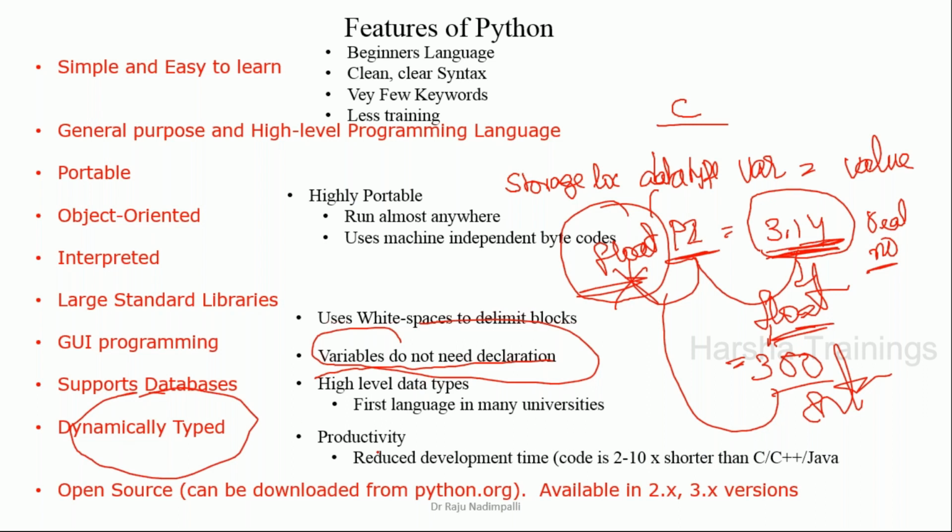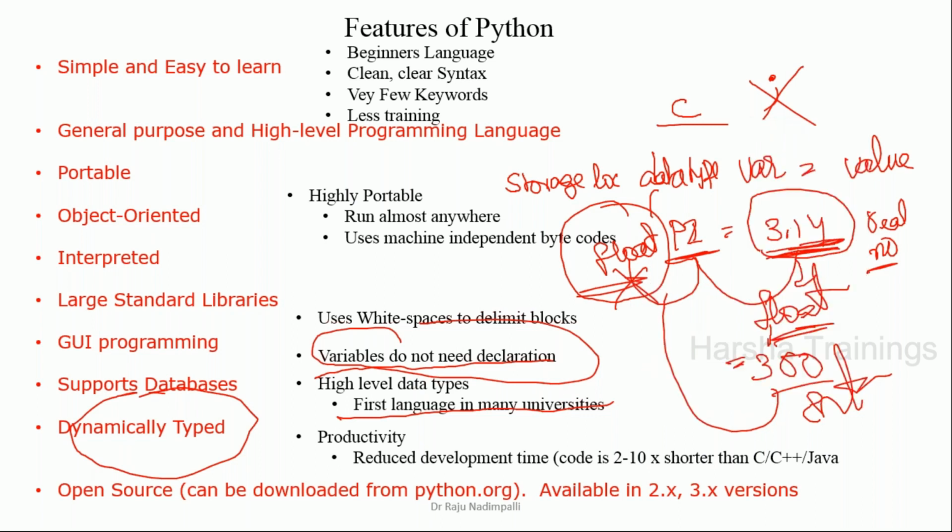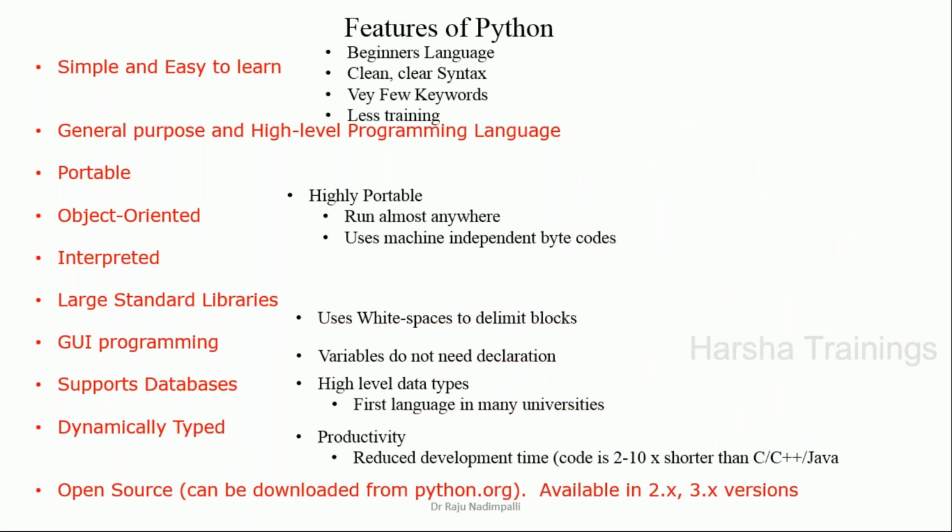Now, it is the first language in many Indian universities and Western universities. And in many programming languages, you should have semicolons at the end of the line. Whereas in Python, no need to specify all these things. Now, if you permit me, I will take one more important point regarding this.